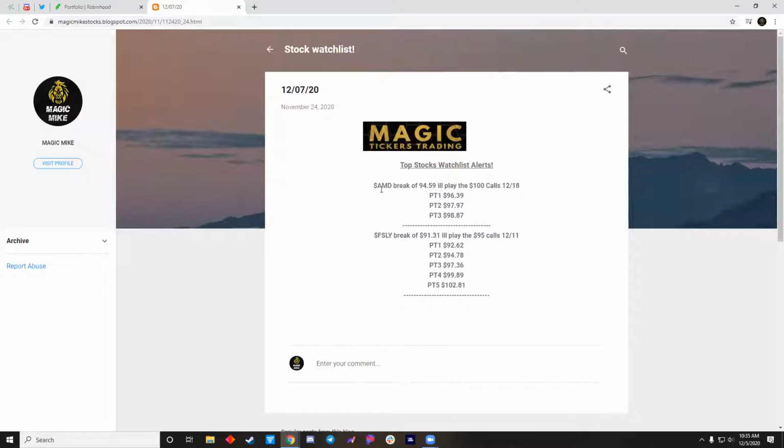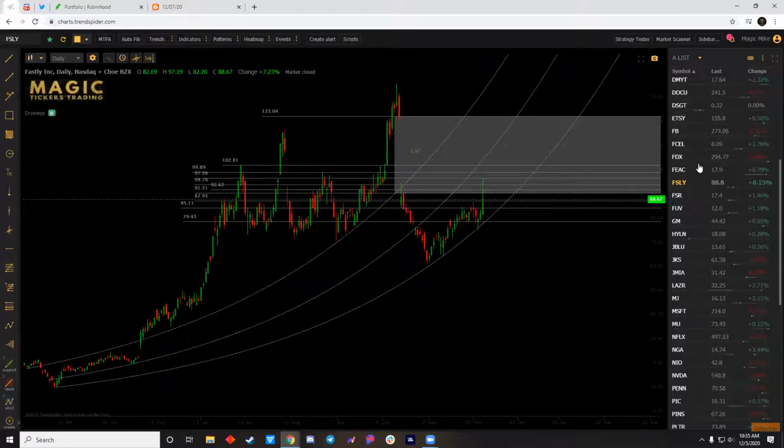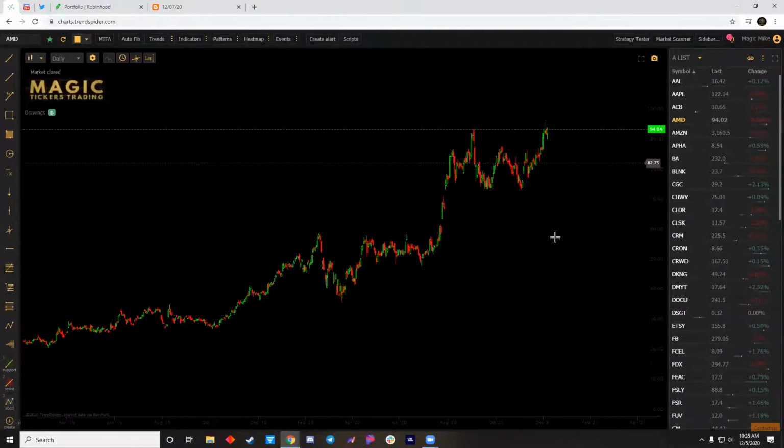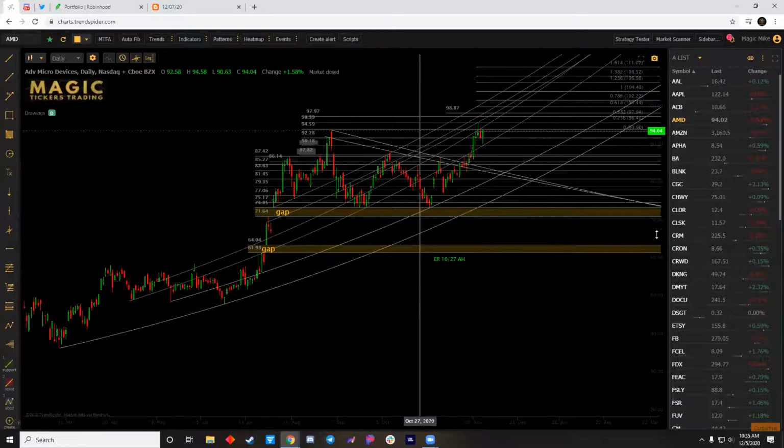And I'm going to go ahead and break down these trades a little bit for you of why I've chosen a break of $94.59. Then I'm going to grab $100 calls for 12.18, and then I'm going to look for these price targets and so on. And they're going to capitalize and make some great money. So with that being said, I'm going to go ahead and go here to the AMD chart to start off with. And right here, we've got AMD pulled up here on the chart.